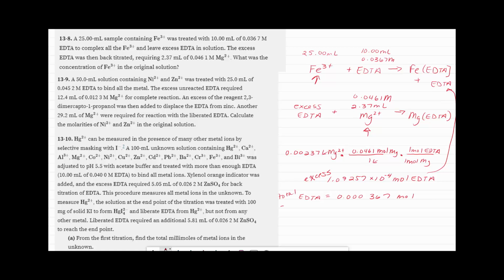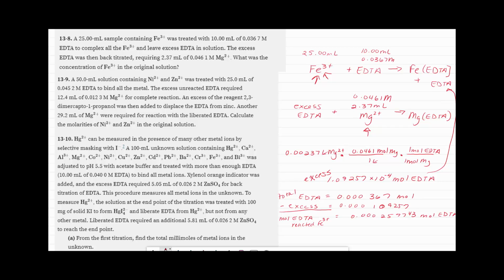We subtract the excess, 1.09257, and we are left with the moles of EDTA that reacted with the iron. And that's going to be 0.000257743. So in other words, 2.57743 times 10 to the negative fourth. And that's moles of EDTA, and that's also going to be equal to the moles of the iron.